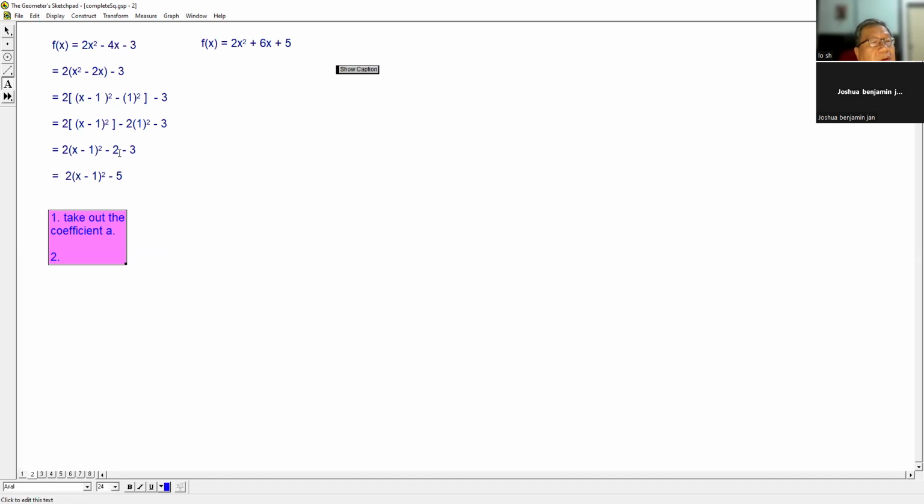So here, these 2 terms, I want to complete the square. So this one, I put down x square, I put down x. This number here, I divide by 2. This number divided by 2 is negative 1. Okay.